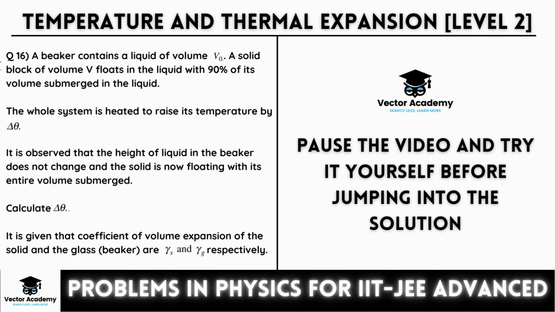Question 16. A beaker contains a liquid of volume V0. A solid block of volume V floats in the liquid with 90% of its volume submerged in the liquid. The whole system is heated to raise its temperature by delta theta. It is observed that the height of liquid in the beaker does not change and the solid is now floating with its entire volume submerged.